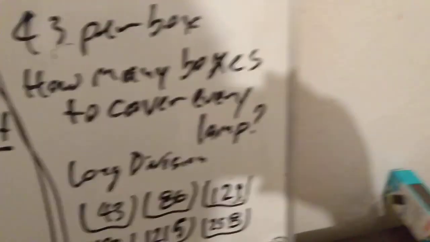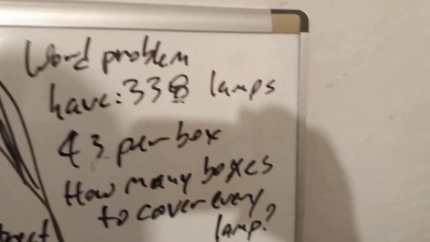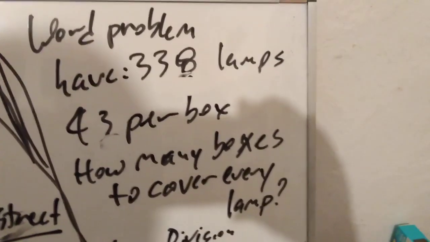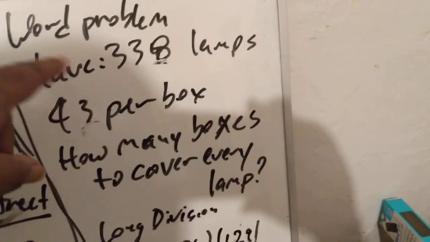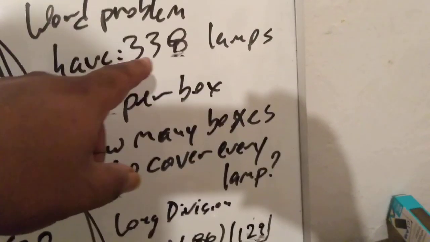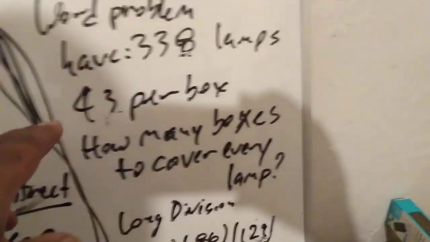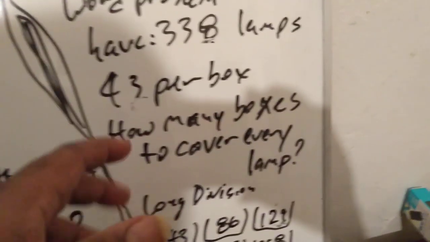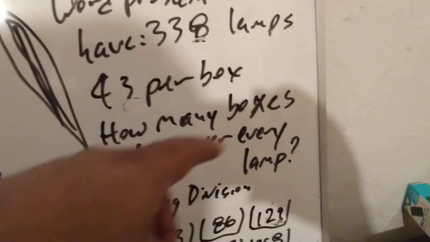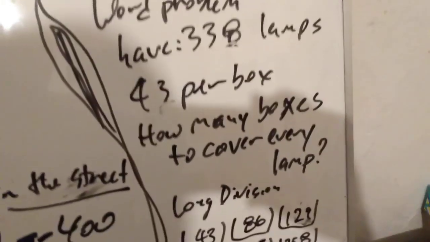Okay, let's go to the next part. So this is a word problem. I didn't write it in a word problem sentence. I'm trying to help you out, but usually it comes in a sentence. Suppose that you have 338 lamps, but only 43 can go in a box. So each box can only hold 43. How many boxes to cover every lamp? You got to get all of them in a box, and those lamps can't be sitting around.